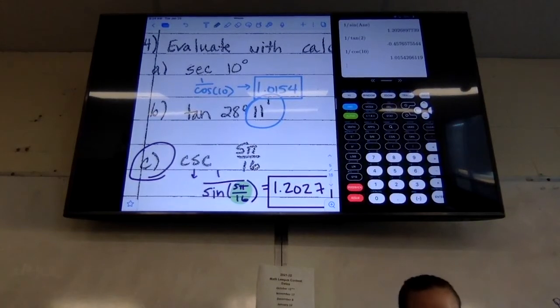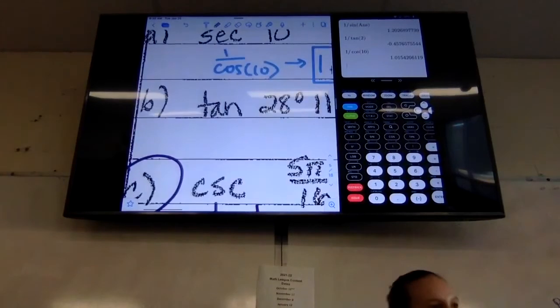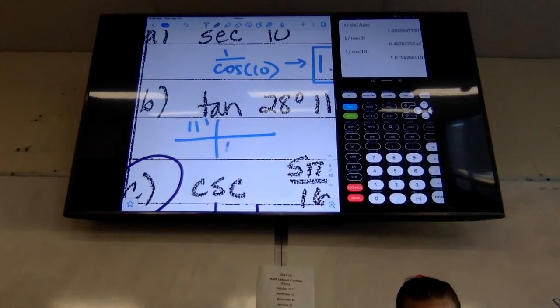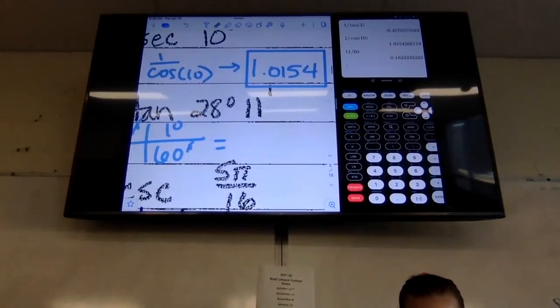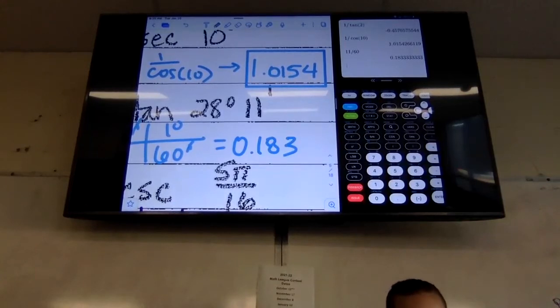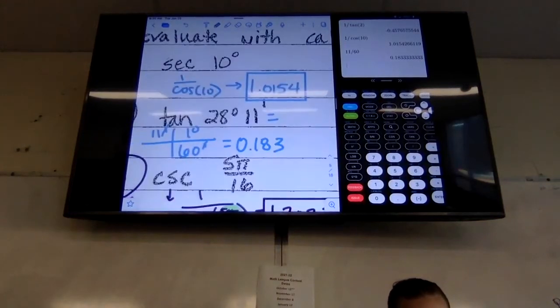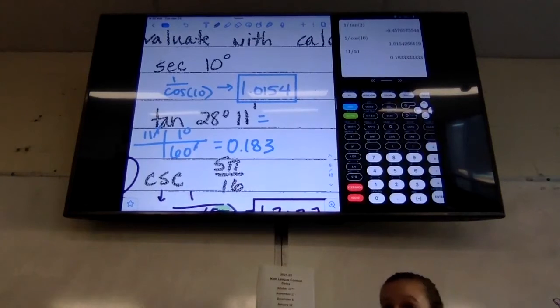We need to make 11 minutes into a decimal. Do you remember how we do that? Divide by 60. 11 minutes divided by 60 minutes is my degree. That will get me into degrees. 0.183 repeating. I'll just make it 0.183. I don't have to do anything else because there are no seconds here.